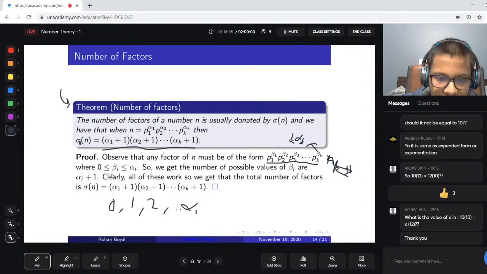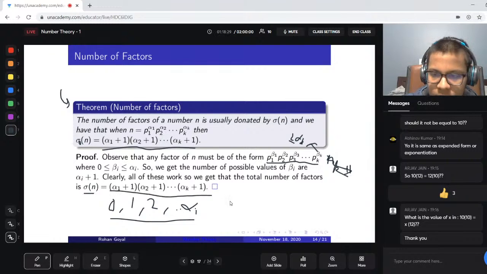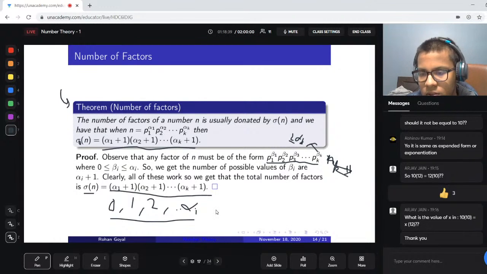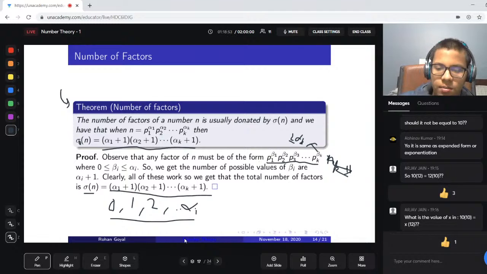So bi can take the values 0, 1, 2 till alpha i. These are alpha i plus 1 values. So the power of p1 can be any one of these values. Similarly, you can find the same for every prime. So sigma is just the product of these values. Fine. Is this okay?